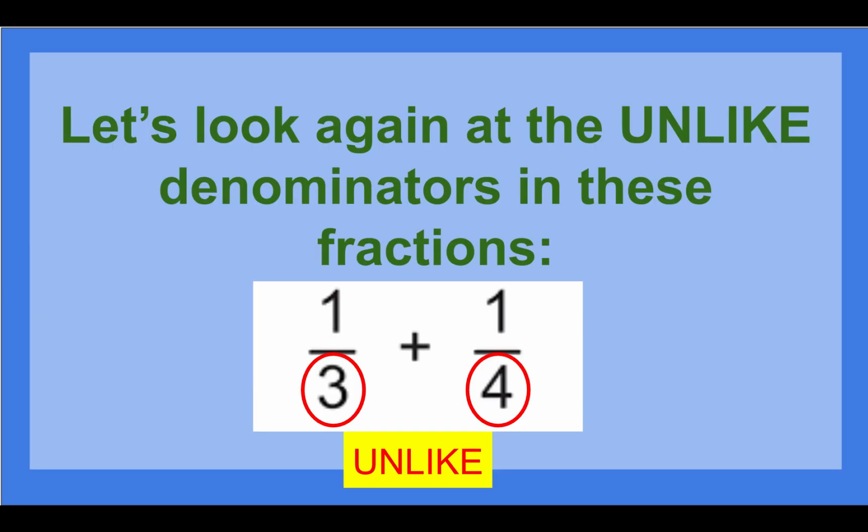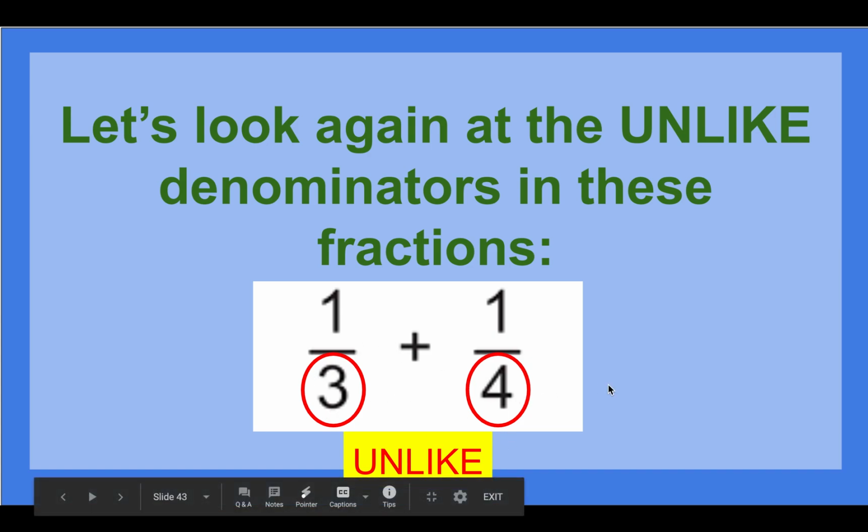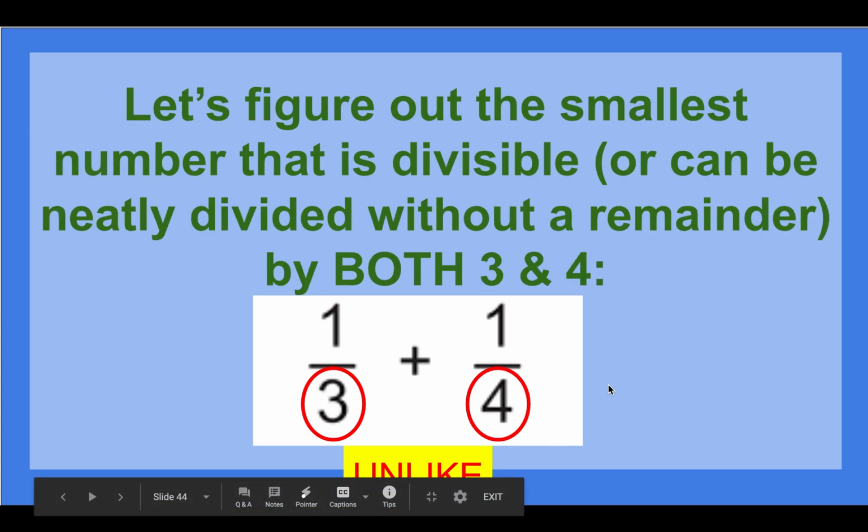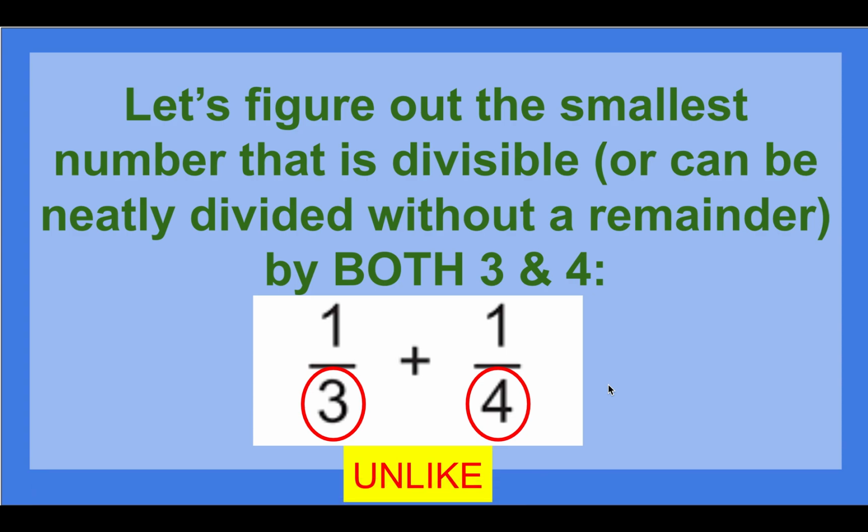Let's look again at the unlike denominators in these fractions. They are unlike. They're not the same, right? Let's figure out the smallest number that is divisible or can be neatly divided without a remainder. That's what it means to be divisible. It means that you can divide it equally without a remainder. So let's find out what is the smallest number that is divisible by both 3 and 4.